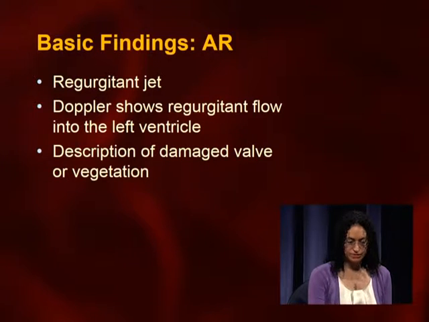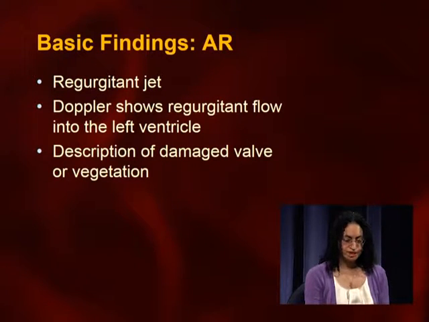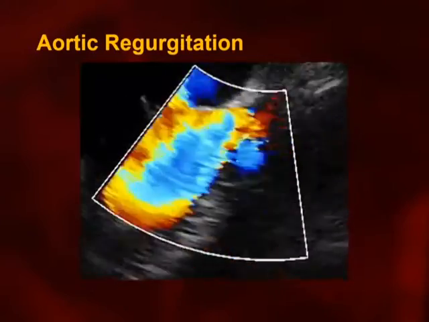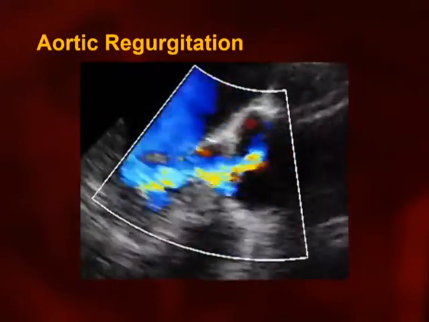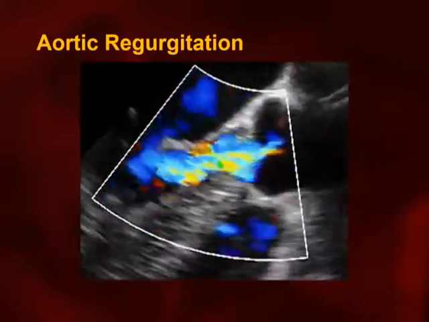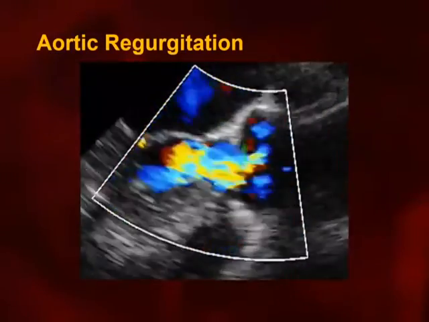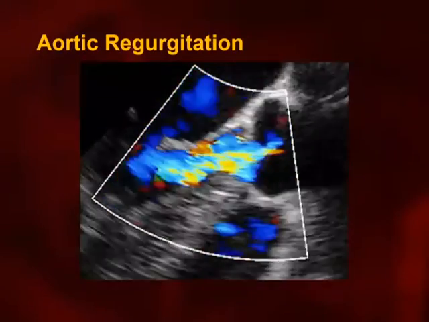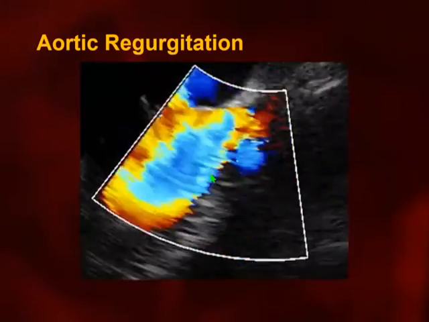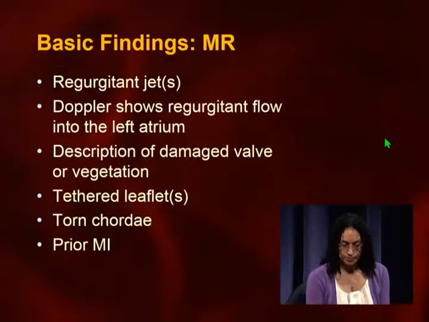So moving on to aortic regurgitation. You've got the regurgitant jet into the left ventricle, and often there will be some description of a damaged valve or a vegetation as a cause of the regurgitation. And this is what aortic regurgitation, severe torrential aortic regurgitation, looks like on transthoracic echo. This is the aortic valve, and all of this backflow into the left ventricle is regurgitation.